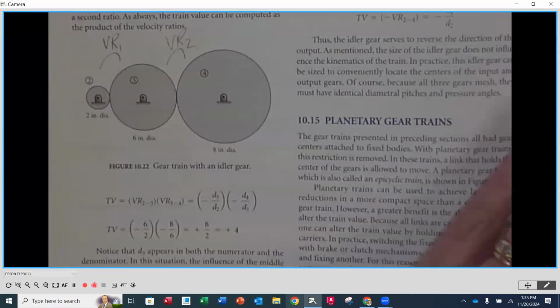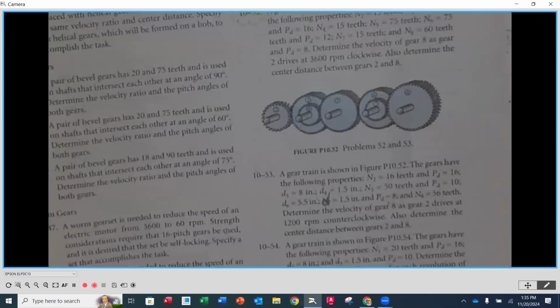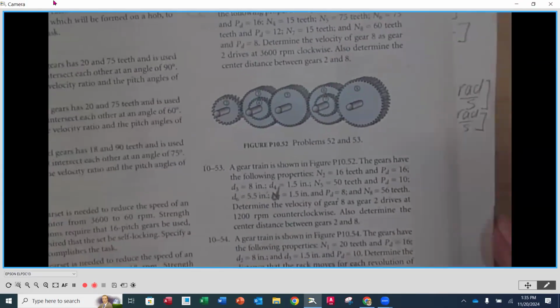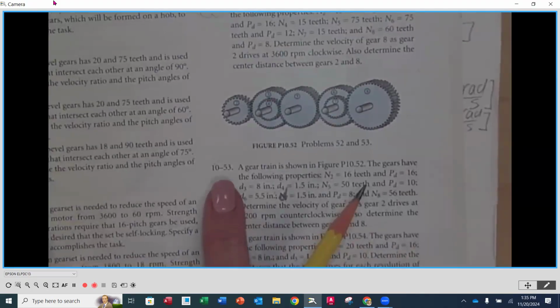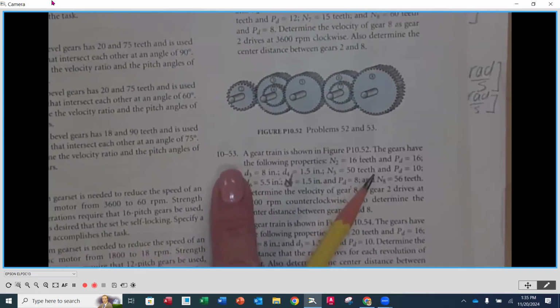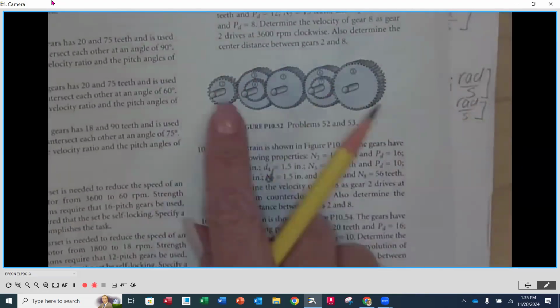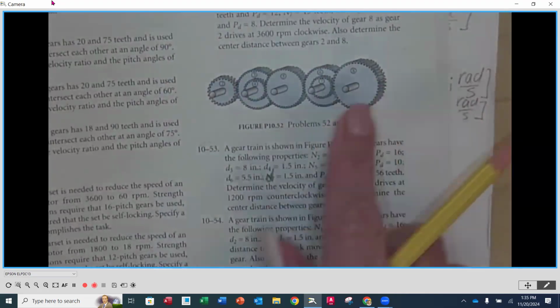So we're going to do an example that has an idler in it, okay? And that is going to be, instead of an example out of the book, we're going to use problem 1053, okay? We're going to do problem 1053. Now, 1053, it's using the illustration directly above here, okay?